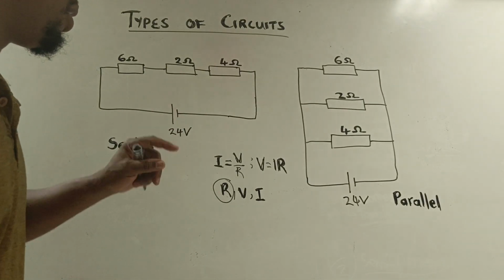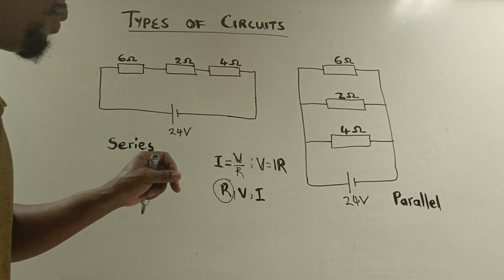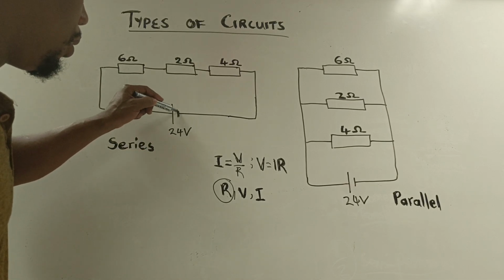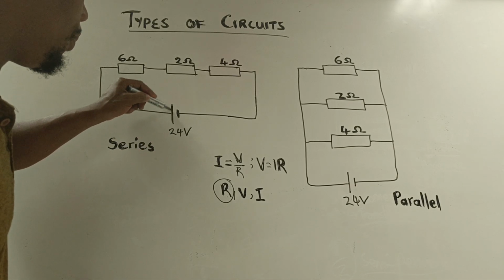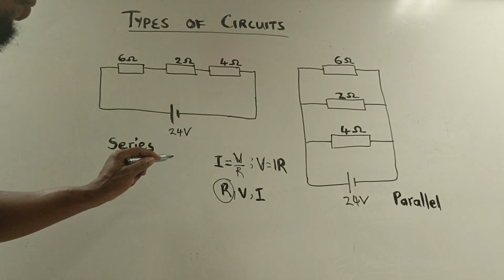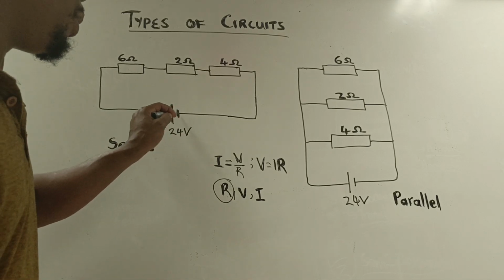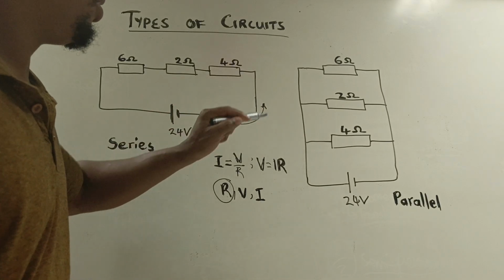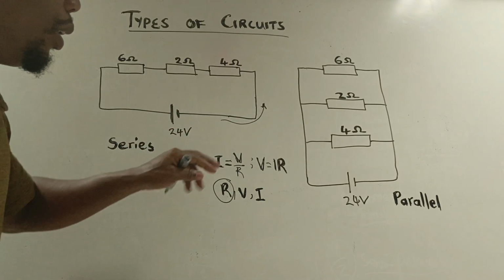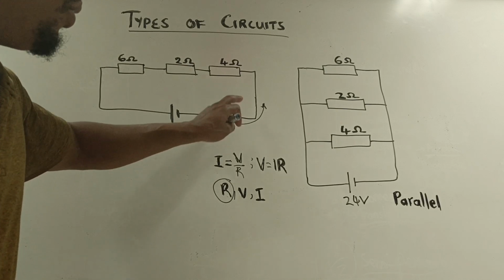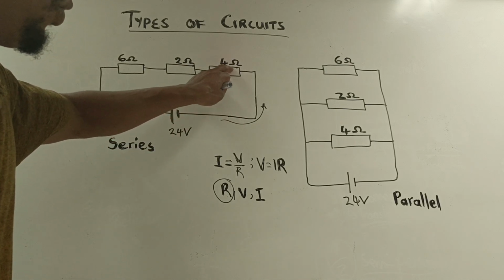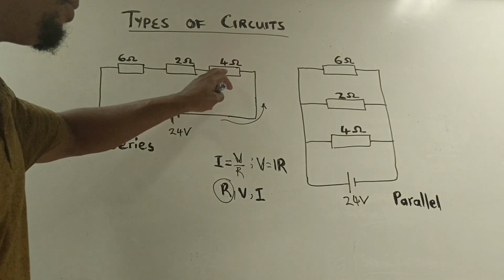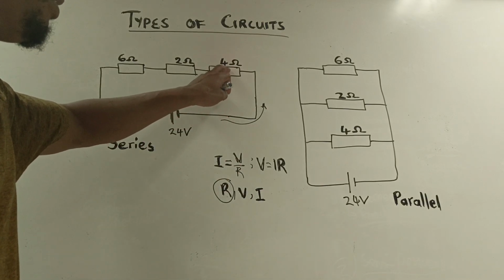Let us look at the series circuit. In the series circuit, we know that the shortest line is negative and the longer one is positive. So our electrons will be flowing from negative to positive, this way. So the electron will go through the 4 ohm resistor and be inhibited by 4 ohms as it passes.